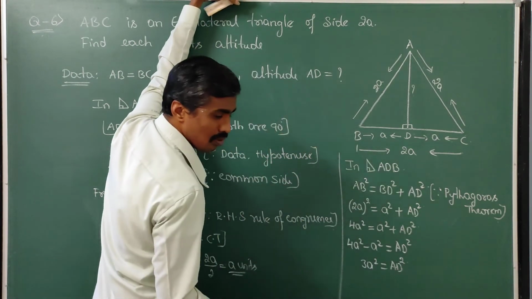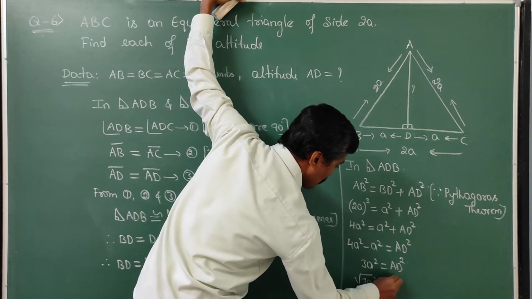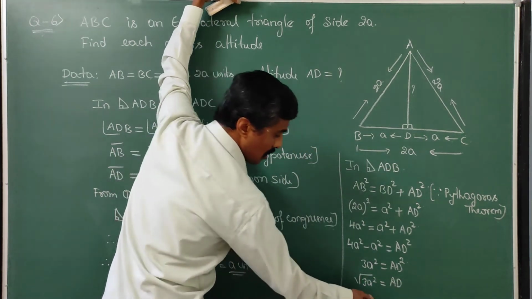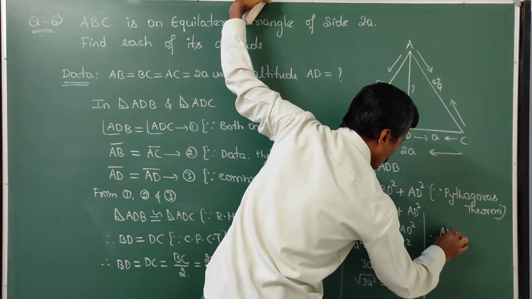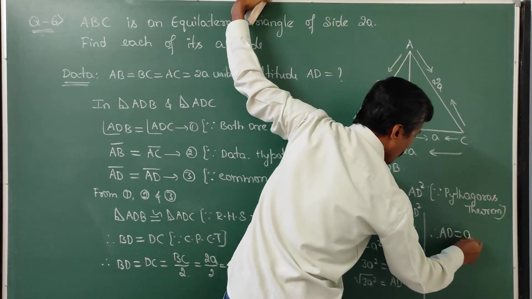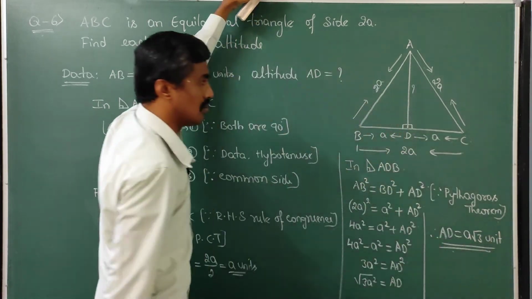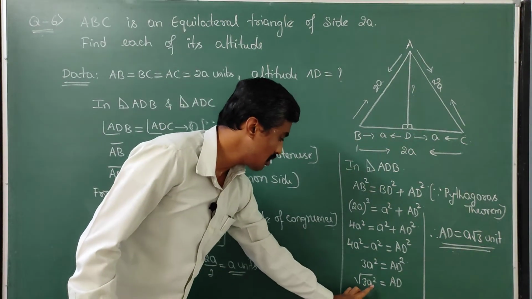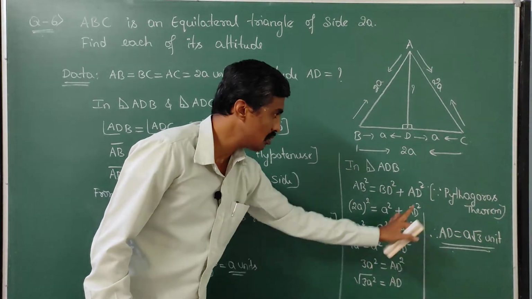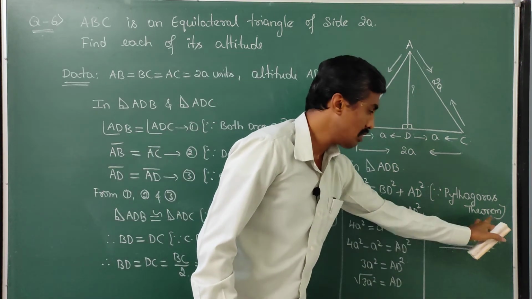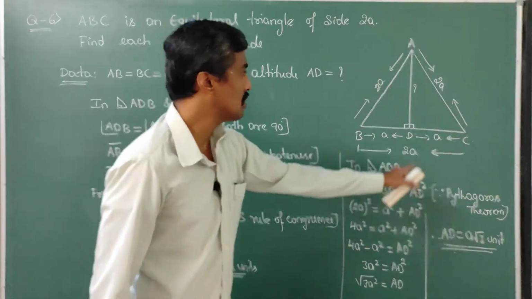So taking square root on both sides, square root of 3A square is equal to AD. Here A square is a perfect square, so AD is equal to A root 3 units. So that is the length of the altitude. A square is a perfect square, its square root is taken, so it's A. Root 3 is not a square number, so it is retained in the root sign only. So the length of AD is A root 3 units. AD is our altitude.